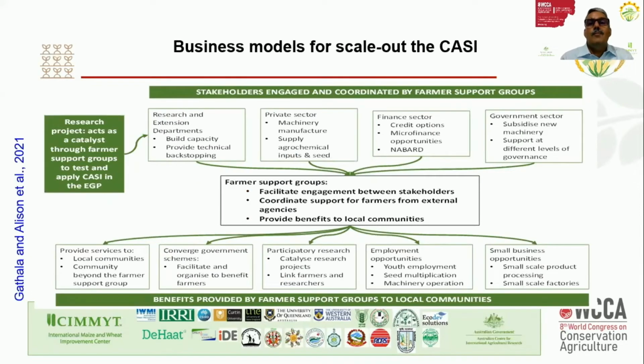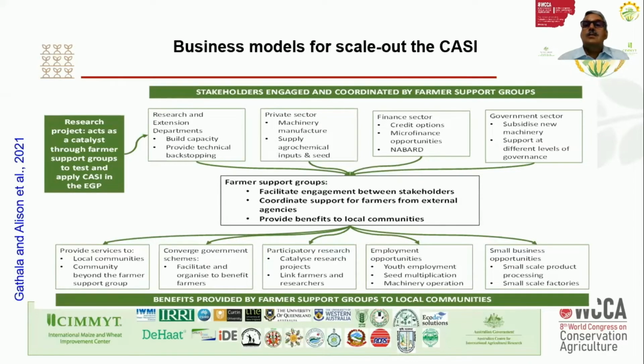We have to have a very successful business model for large scaling out, and this project was used as an example in West Bengal of farmer support groups, which are farmers clubs, federations, producer organizations, cooperatives, and so on. So to facilitate and engage between stakeholders, to coordinate support for farmers from external agencies, and provide benefit to local communities. Here, the project role was catalytic, to fill the gaps where needed and to bring all stakeholders under one umbrella to implement their activities through these clubs and farmers groups.